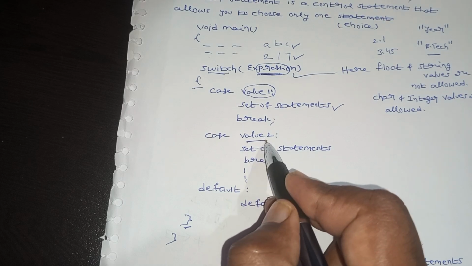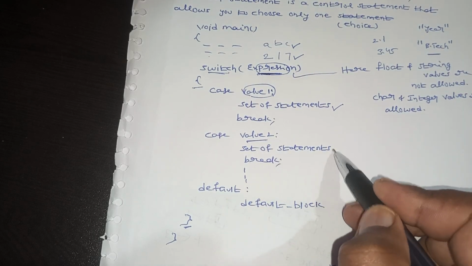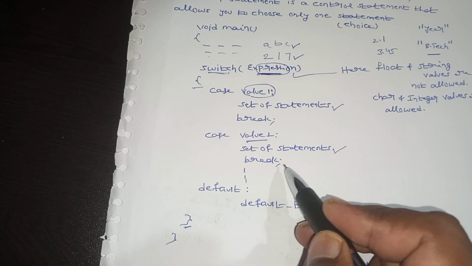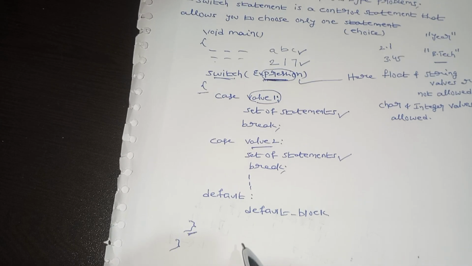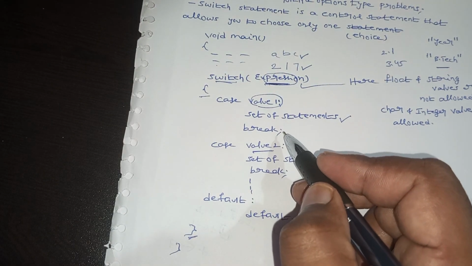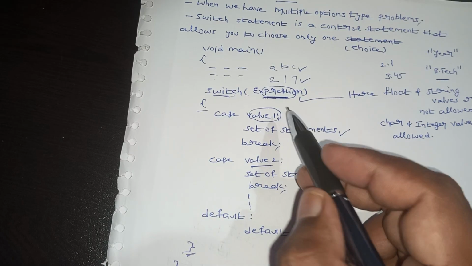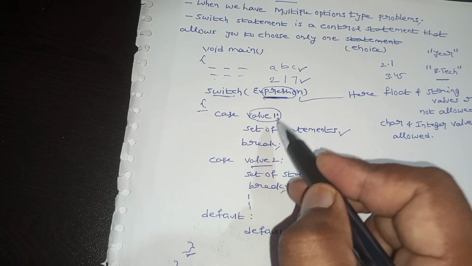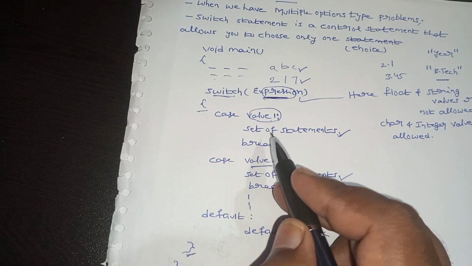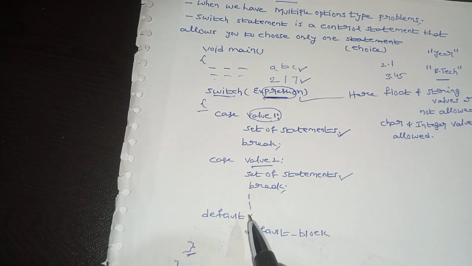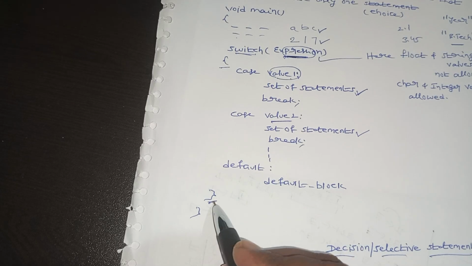Next, if it is matched with the second one, then what do I have to do? I have to execute the set of statements and then break. When I break, where will I go? I will go to the end of the switch statement. So break is important here. I'm telling one more time: if this value is matched with this one, execute the statements, then break. Break everything and go to the end of the switch statement. That is what break does.